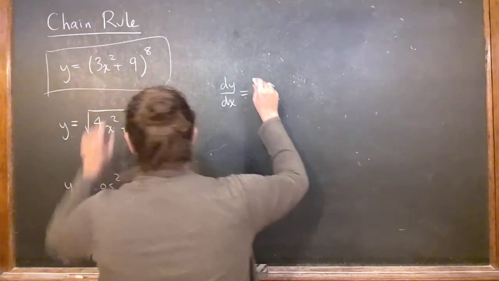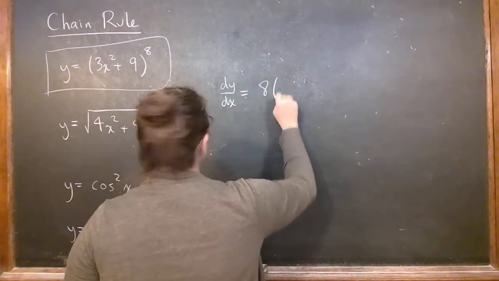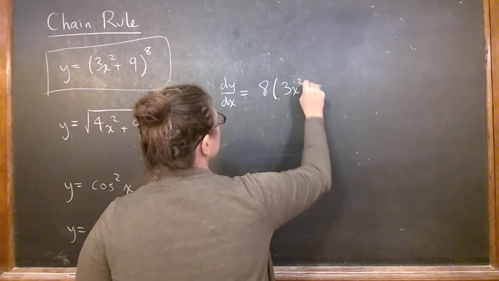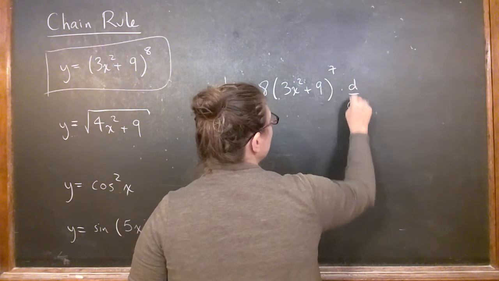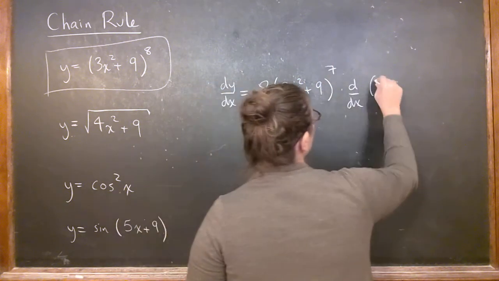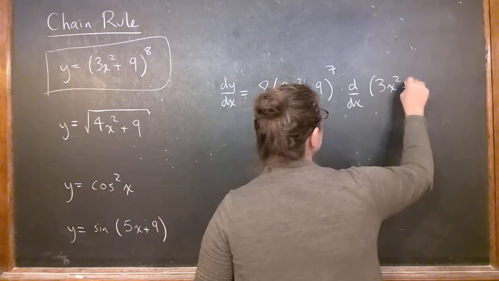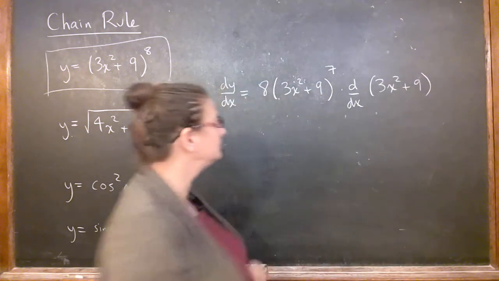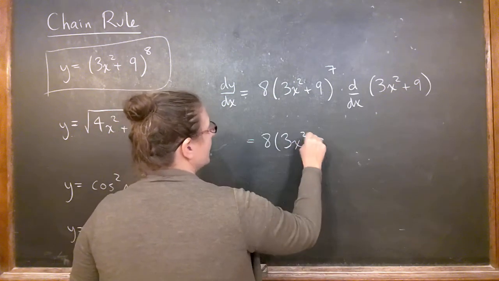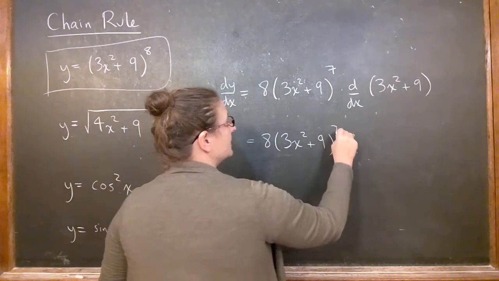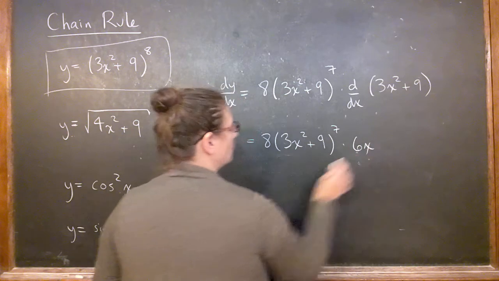What do I do? I take the derivative of that whole thing, just leaving this in there, times the derivative of the inner function. So this is how I will usually write them, and this is how I will usually do them. If you want to explicitly write it with the u, you're welcome to do so.